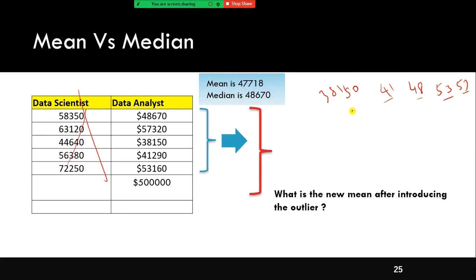41, 48,000, 53, and 57. Okay, I did not take into account the outlier. You just think 38 for simplicity. Just 38 means 38,000 and odd. Okay, you just think: so what is the middle?